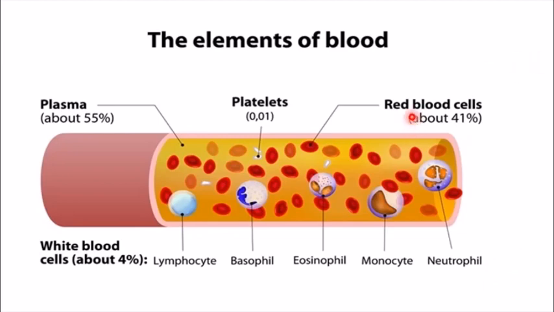RBCs do not have any type, but inside them hemoglobin is present and that is why they are red in color. We have platelets, and yellow is nothing but the plasma which is present. And here you also have the content of blood: 55% plasma, 0.01% platelets, 41% RBCs and 4% WBCs.